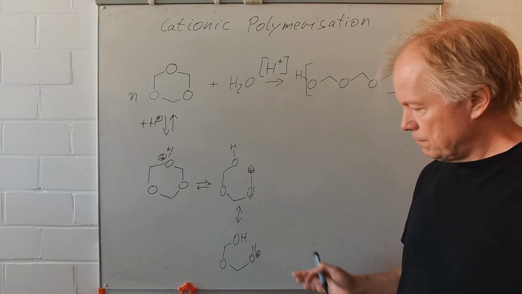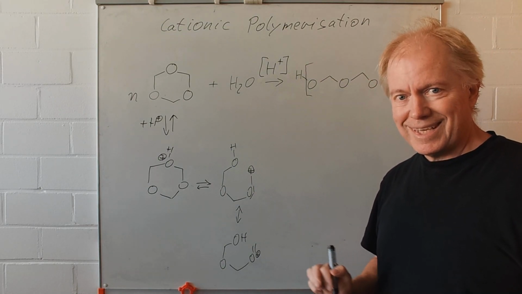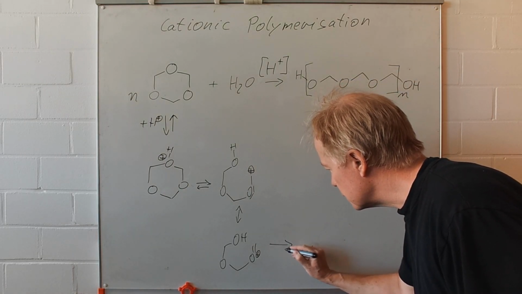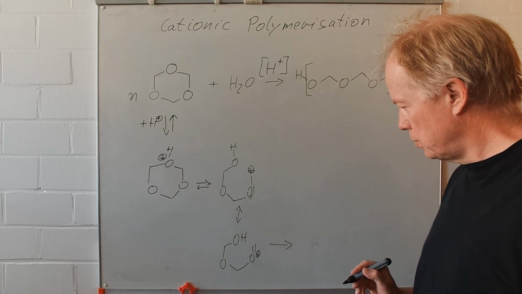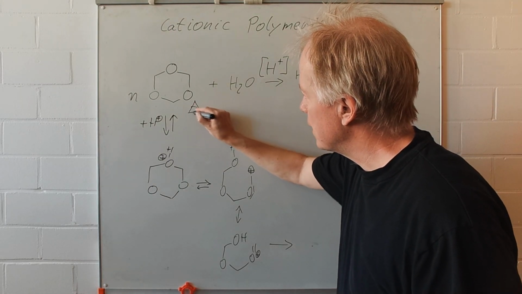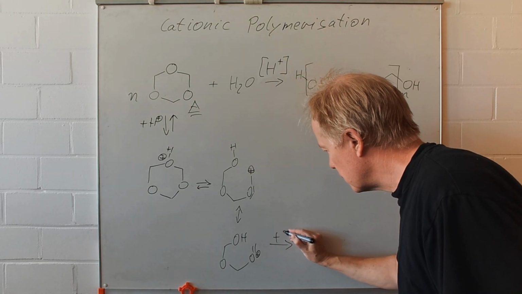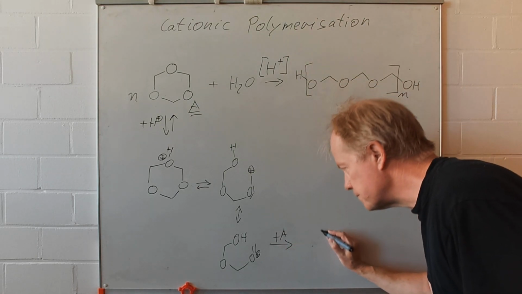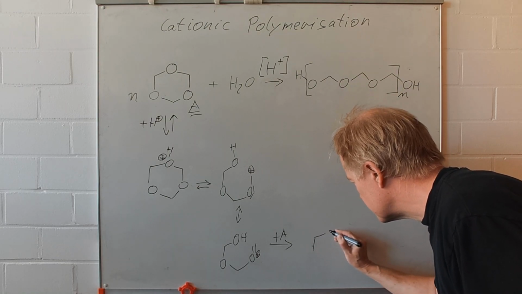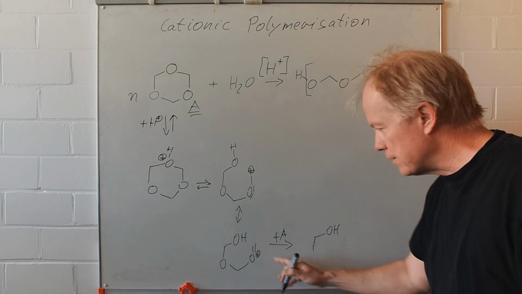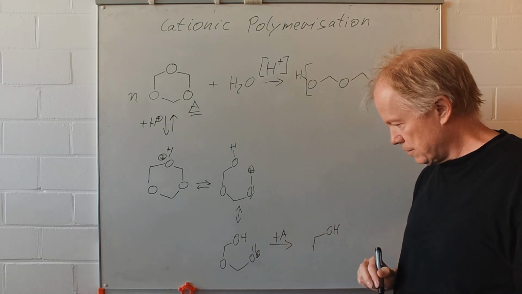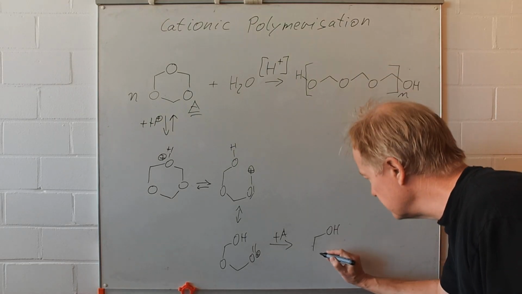And now this intermediate can react with a second molecule of trioxane. So let's call that A plus A. Then, of course, this carbon is the electrophilic center.